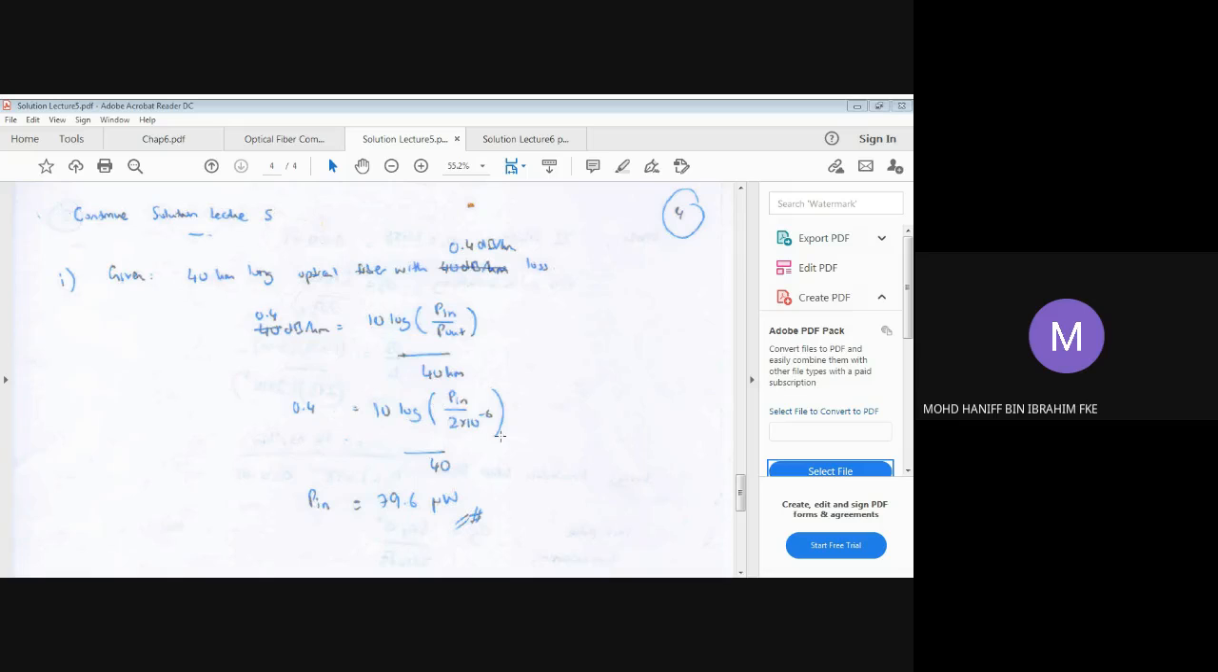So this is how we solve for it. Simply we base on the equation of alpha and end up getting that P in, which is to be calculated, will be equal to 79.6 microwatt. So you can see the difference here. For a 40 kilometer long fiber with this particular loss, if you want to maintain 2 microwatt, the pump laser must have a power level of 79.6 microwatt, which is quite high.